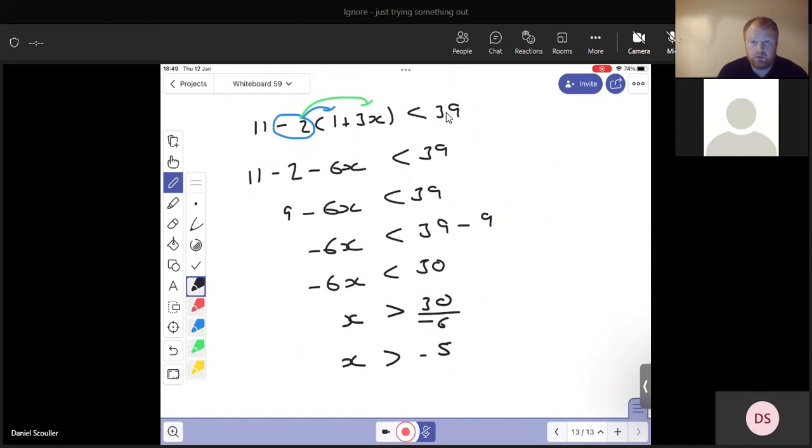Any questions there? No, good. It's just a wee thing to remember in that exam. Good man, Dylan. Okay, superb. That is inequalities. That's it. All right.